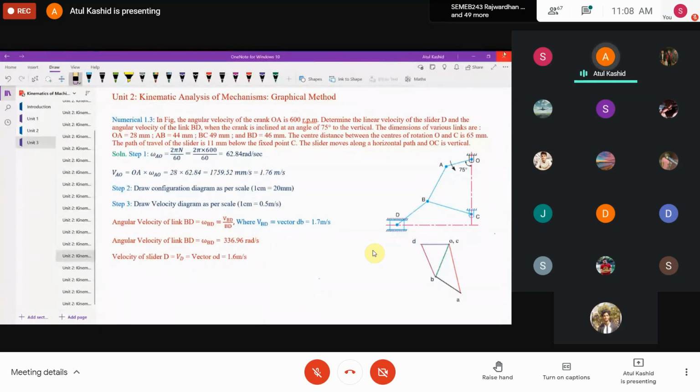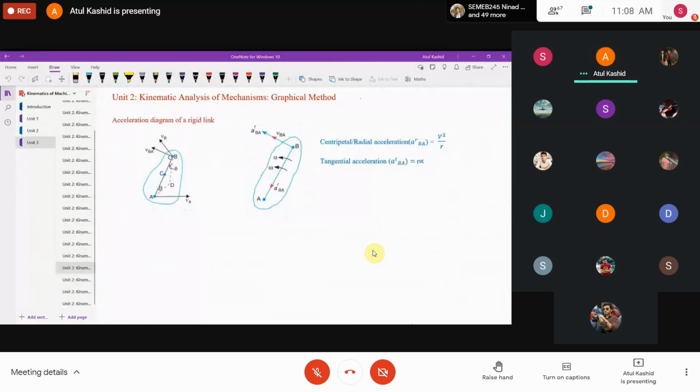Okay, so I think we are finished with taking the screenshot. Now we can move to the next part. Here we are going to discuss the acceleration diagram. On this screen you can see I have shown two figures. This is the first one and this is the second one. Both the figures are related to the rigid link AB.